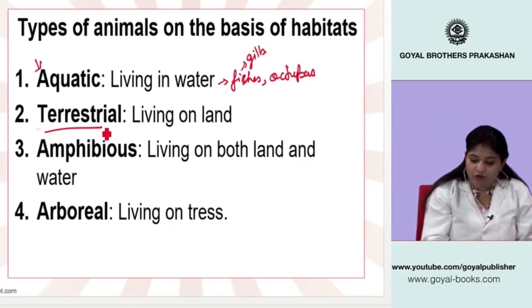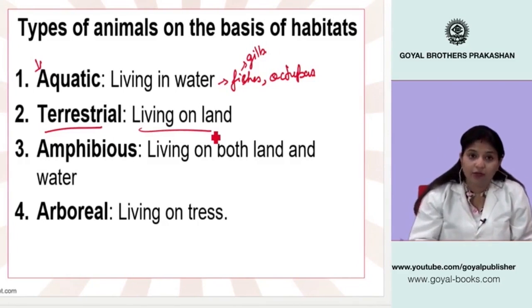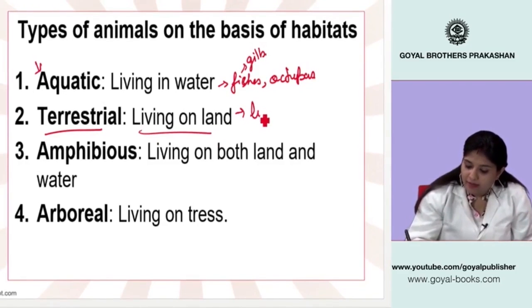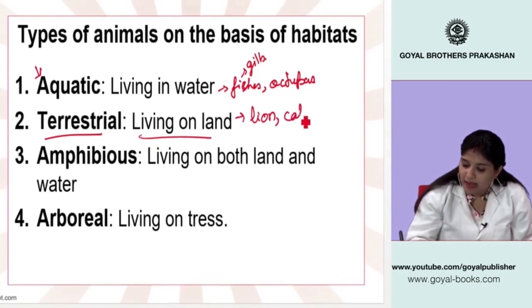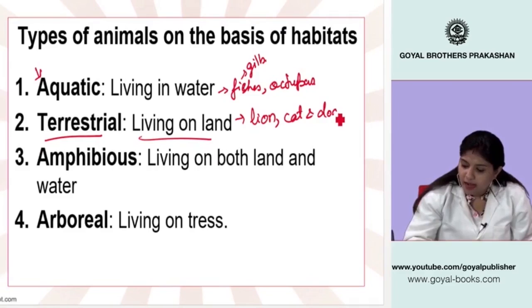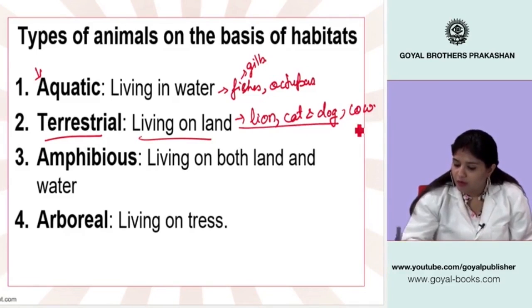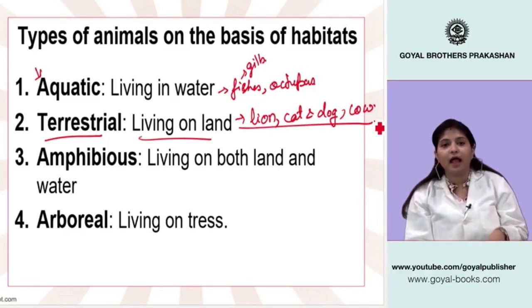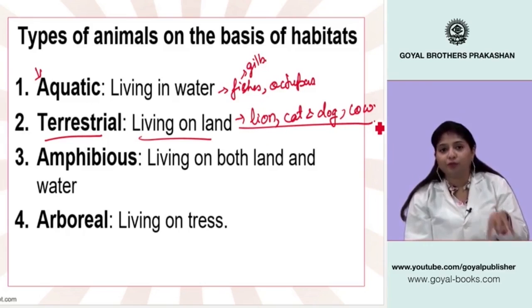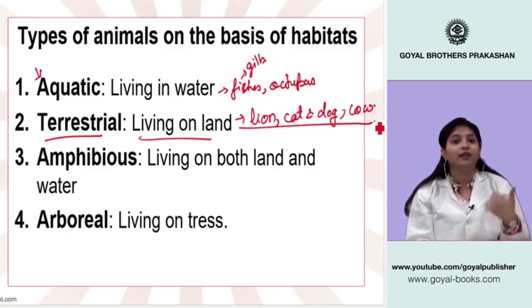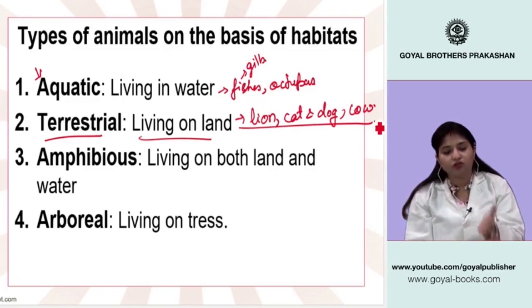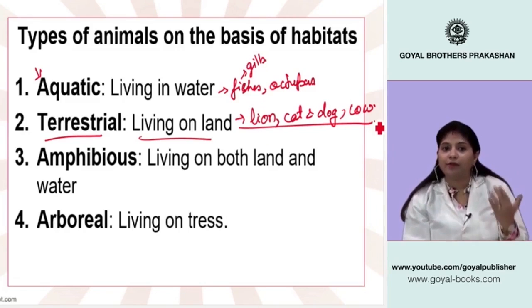Then you have your terrestrial animals, that means the animals which are living on the land. That can be say your lion, it can be cat and dog and so many other animals that we see around us. Then you can say cow, right? So all these animals are living on the land and they gain their food and they thrive on the land, right? So they have the adaptations according to the terrestrial environment.